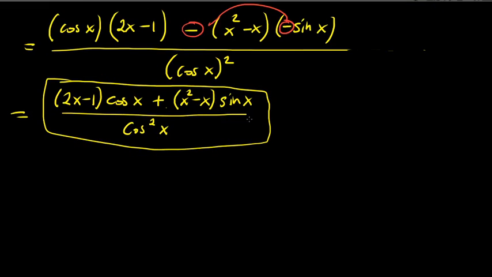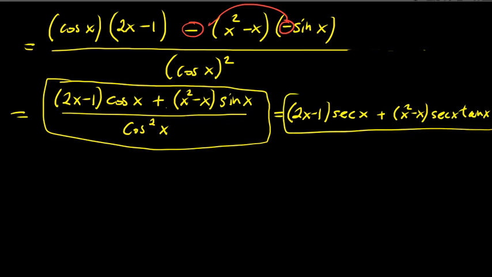On the other hand, if you do split this up, here's what you can get. You can get 2x minus 1 times the secant of x plus x squared minus x times secant of x times tangent of x. Okay. And I'll let you figure that out, right? Again, I will accept either in this case, but you should know how to go from one to the other.